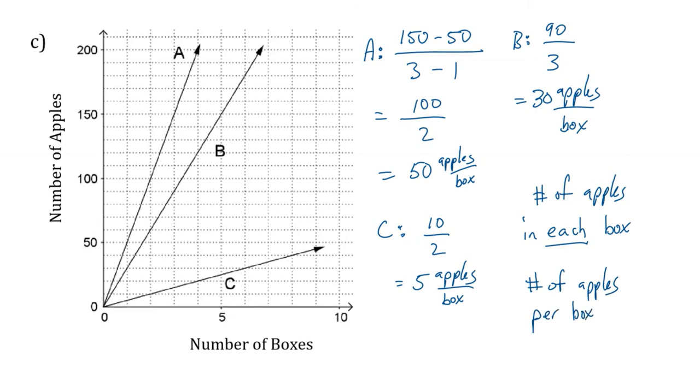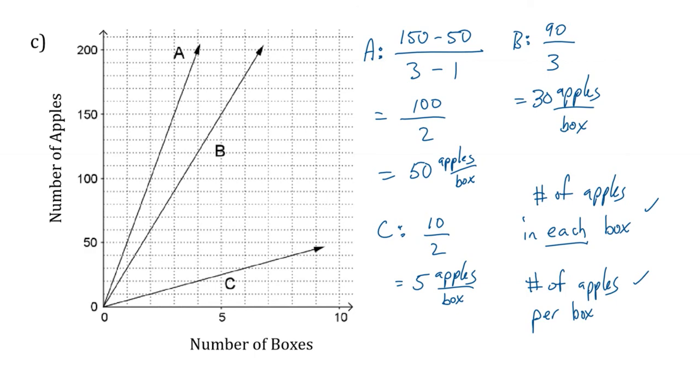Okay, these are the two ways that I want you to try to describe the rate of change, or when it says what does the rate of change represent, the number of apples in each box or the number of apples per box. That's how I want you to say it. Don't say in one, or don't just say the number of apples, because that's not correct either. Okay, I hope that's okay.